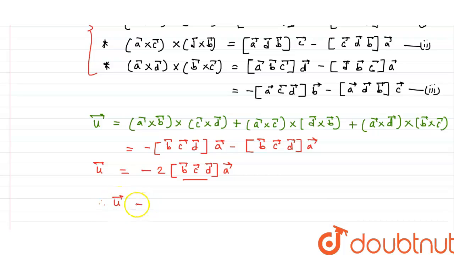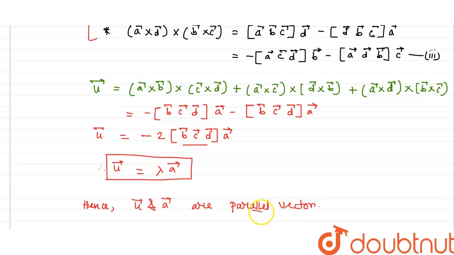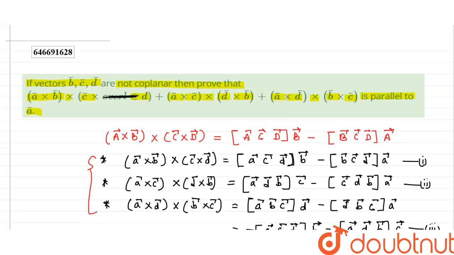So you can write down U vector is equal to lambda times A vector, any scalar times A vector. So hence you can say that U and A vector are parallel vectors. Okay, so it is proved, then it is a parallel vector, that we had to prove. I think you understand this solution.